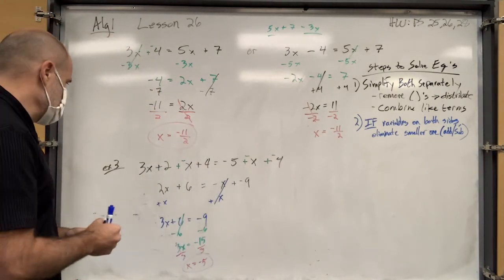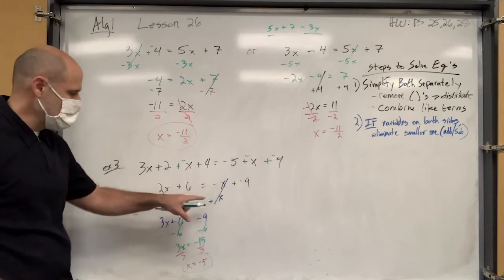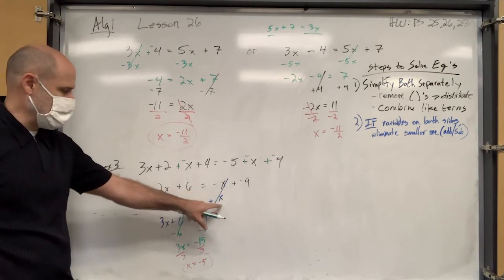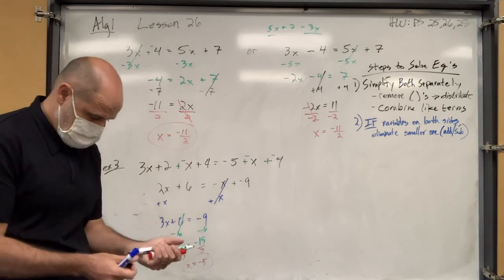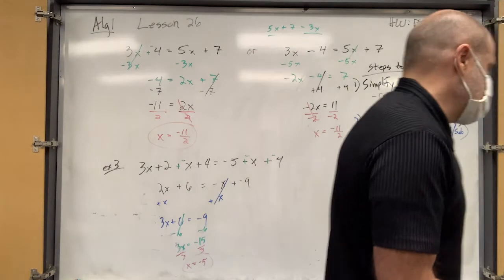And that's what we did here. We noticed that, okay, I've got a 2x over here and a negative x over here. So I'm going to get rid of the smaller one. I'm going to add x to both sides. Okay? Step 3, the green step.